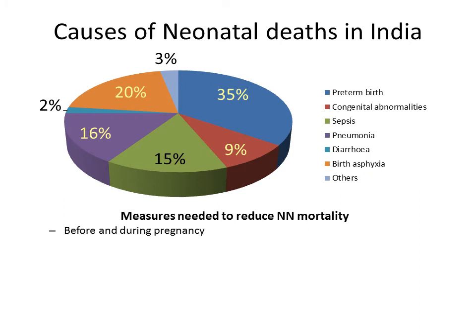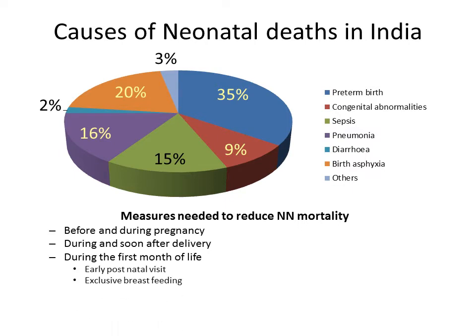Measures needed to reduce neonatal mortality include care before pregnancy, during pregnancy, skilled attendance during delivery and soon after, and skilled visits during the first month of life, which include an early postnatal visit by the skilled worker, early and exclusive breastfeeding, prompt detection and treatment of disease in the newborn, immunization and protection of the girl child.